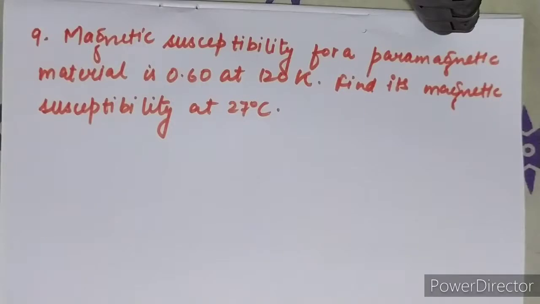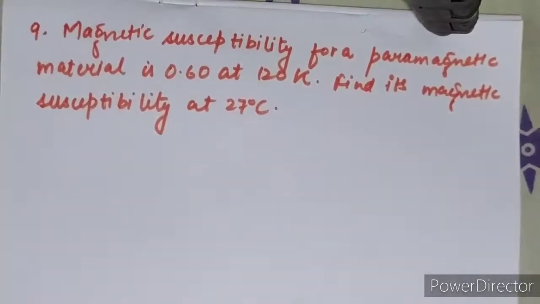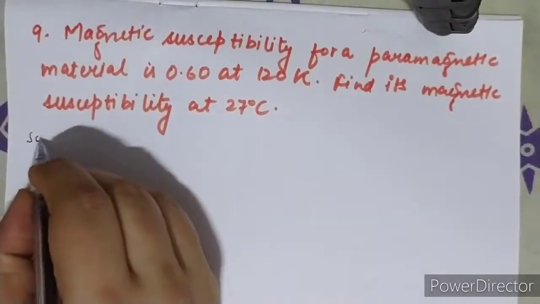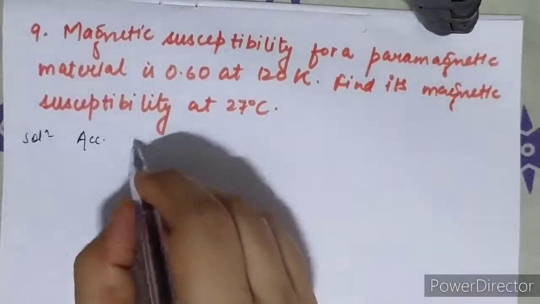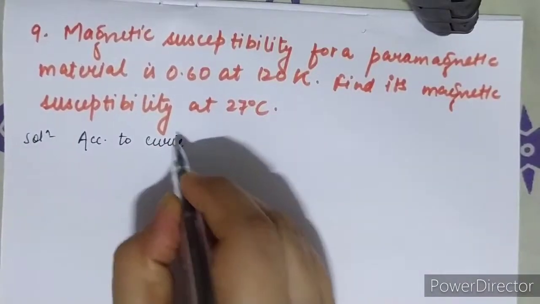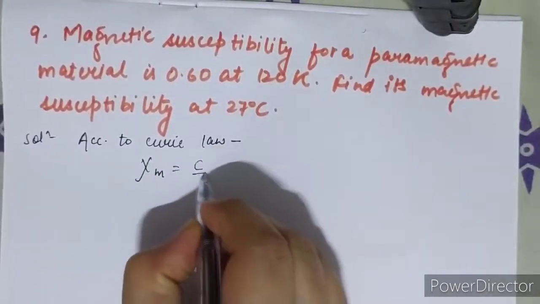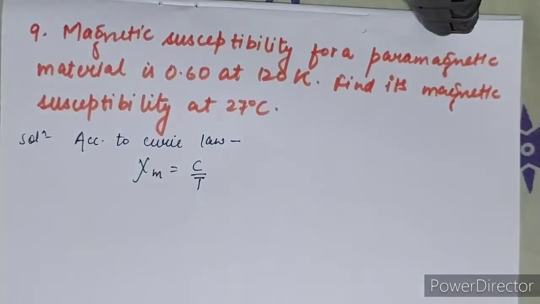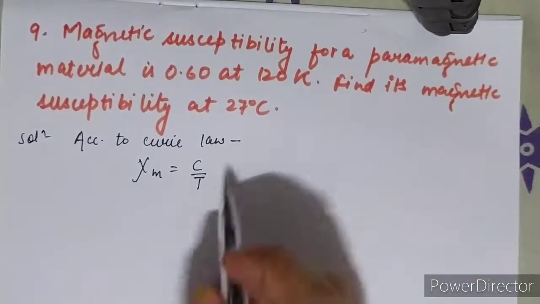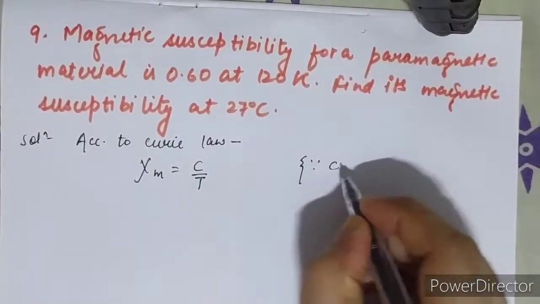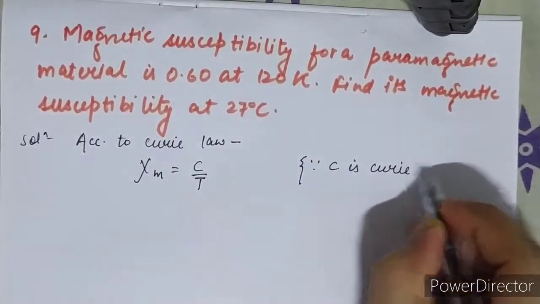The previous question which we solved is about the ferromagnetic material, so the formula applied is chi m, the magnetic susceptibility, equals C upon T minus Tc. But this one is for the paramagnetic material, so the formula will be changed in this question. According to Curie law, chi m is equal to C upon T, so the absolute temperature is inversely proportional to the magnetic susceptibility. C is the Curie constant.